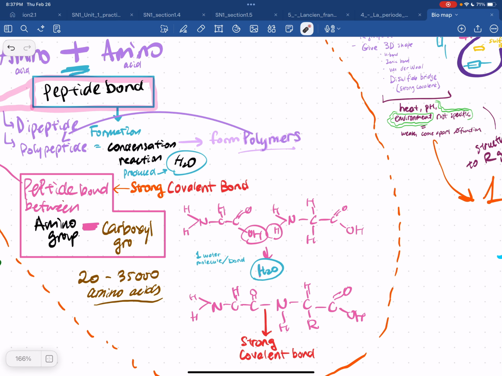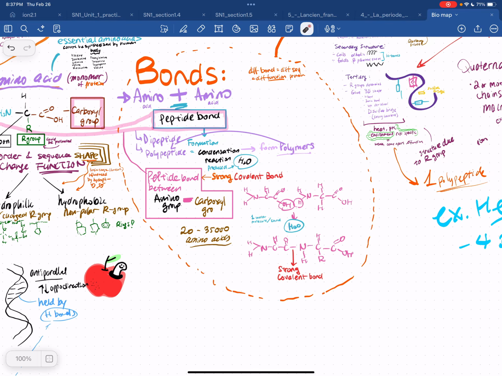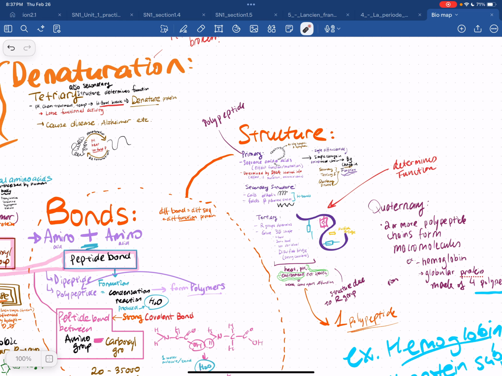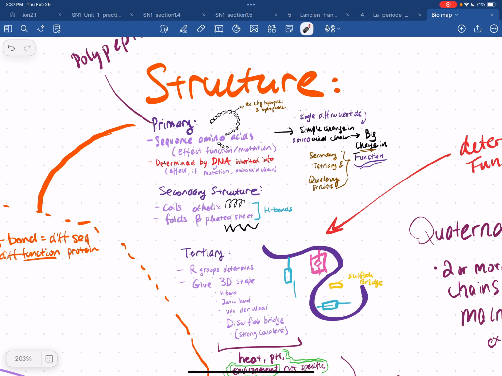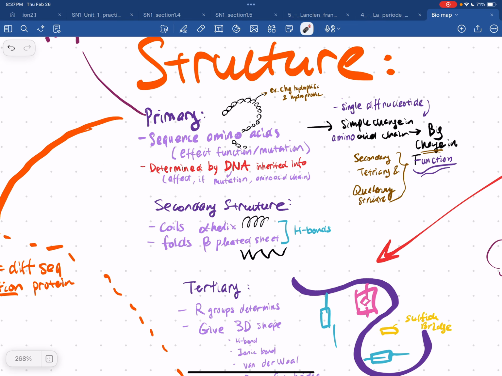20 to 35,000 amino acids is the length of proteins. It depends and can vary from 20 to 35,000. And they have many structures. There is the primary structure, secondary structure, tertiary structure, and these different structure levels will build up our proteins.